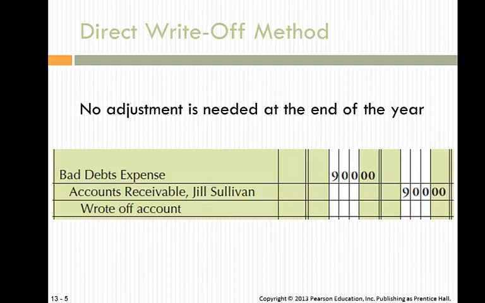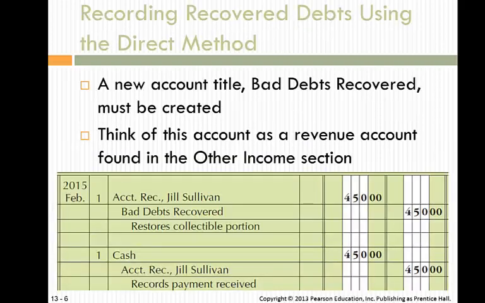In this example, a customer's account was deemed uncollectible, so the business debits bad debt expense and credits accounts receivable directly. We did not make any kind of adjusting entry. Now we have a situation in which the customer paid, but the account had been written off in a previous year. The first step is to reinstate the customer's account with a debit to accounts receivable. But in this case, we don't credit allowance for doubtful accounts because we're using the direct write-off method. Instead, we credit an account called Bad Debts Recovered.